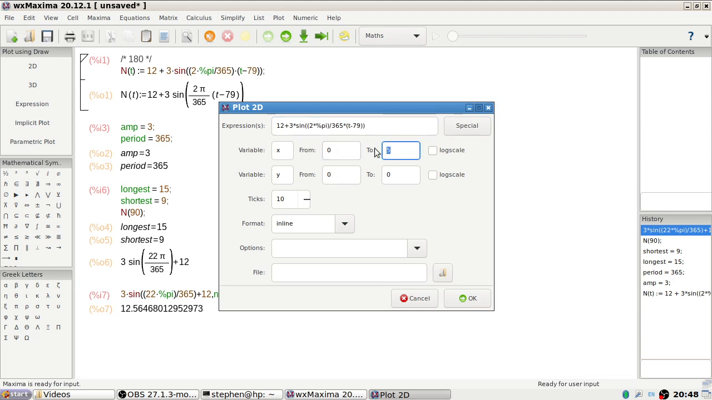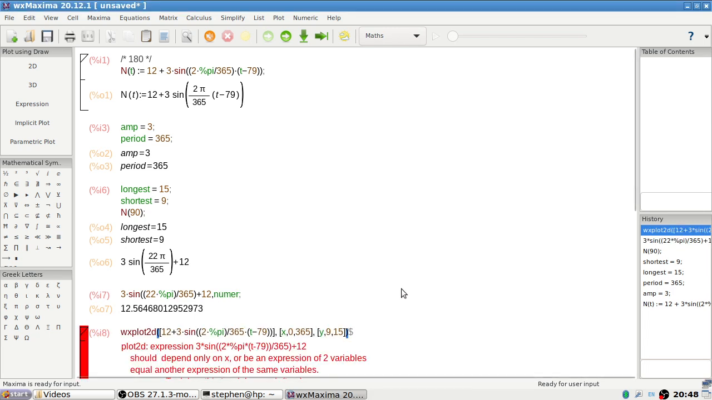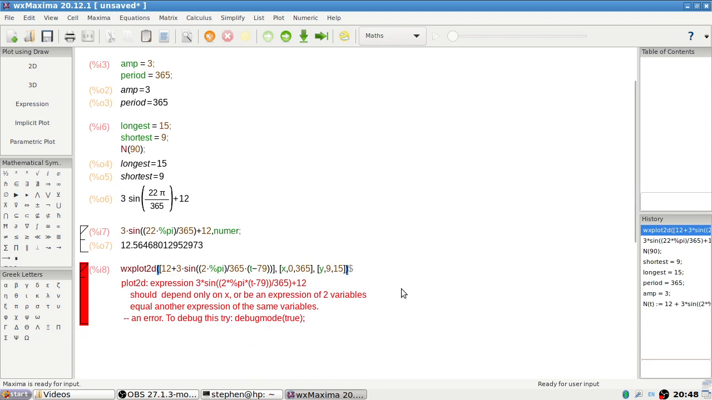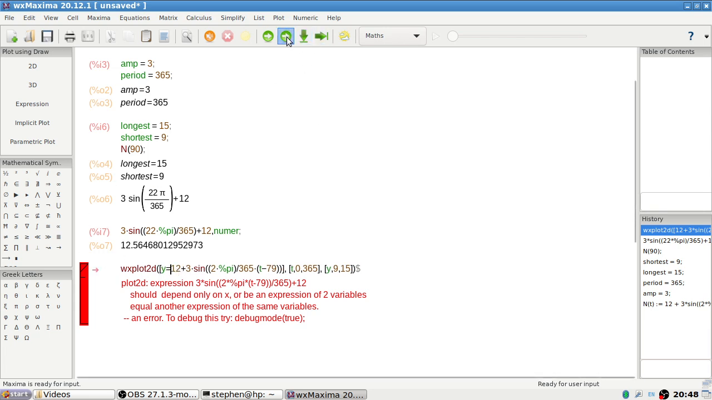0 to 365. And then the y goes from the shortest to the longest, 9 to 15. Will that work? Oh, it didn't like that. Okay, so I have to change the letters. It's not T. I should put y equals here. Okay, let's run this again.